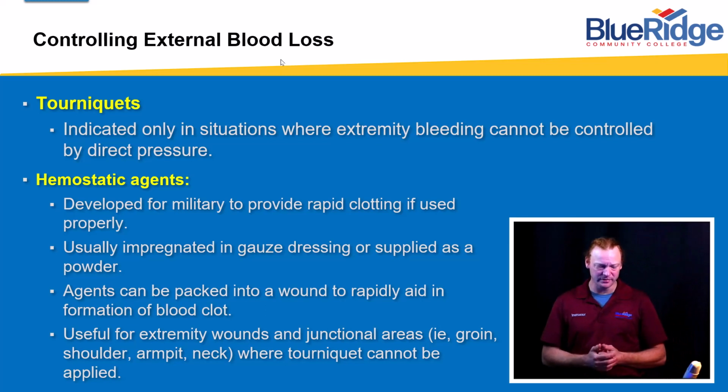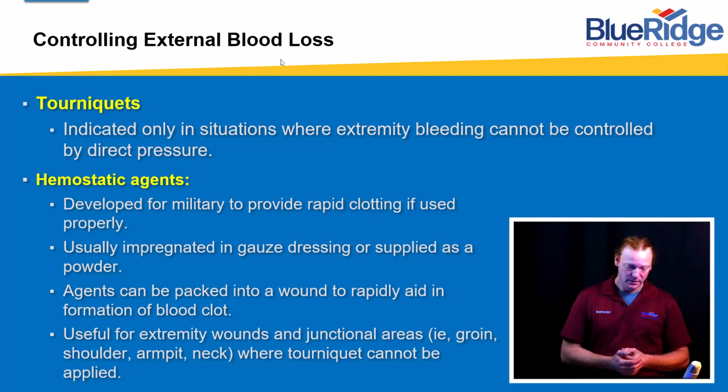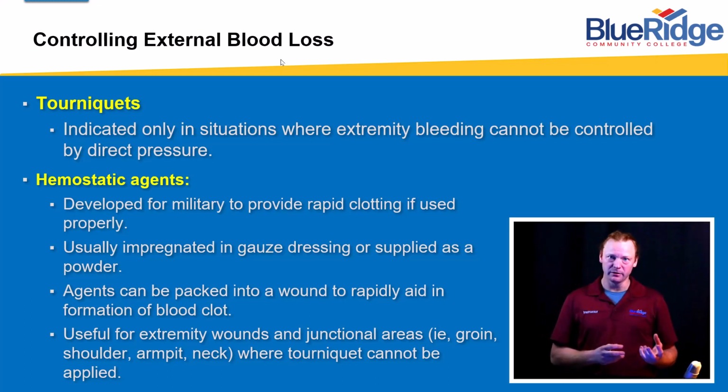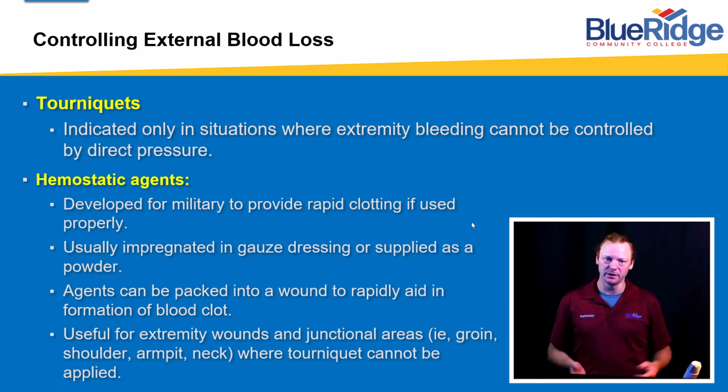There are hemostatic agents. They were developed by the military to provide rapid clotting if used properly. Usually they are impregnated gauze dressings, or supplied as a powder that you would actually shake onto the wound. The agents can be packed into a wound to rapidly aid in formation of a blood clot. They are useful for extremity wounds and junctional areas, anywhere like an armpit and the pelvis, places where you can't get a tourniquet or it's difficult to actually get direct pressure and hold that direct pressure.